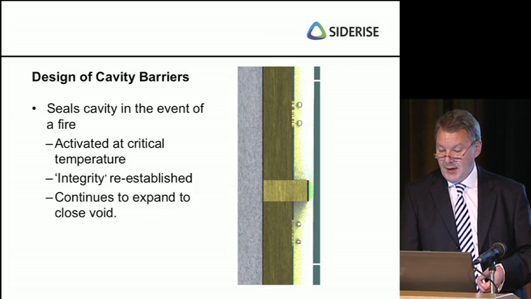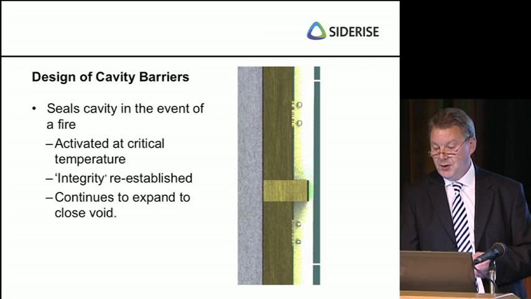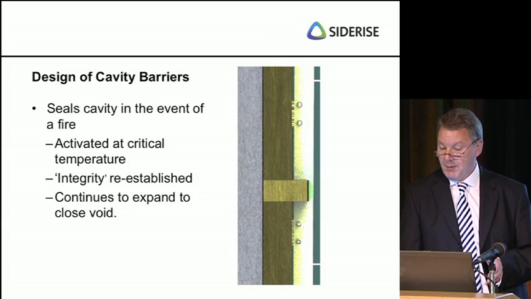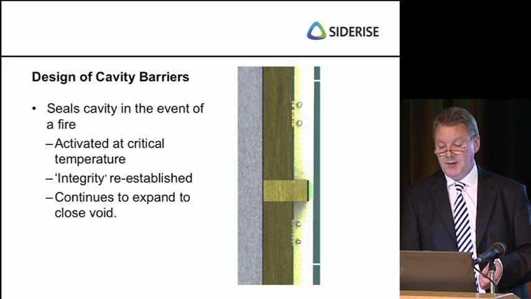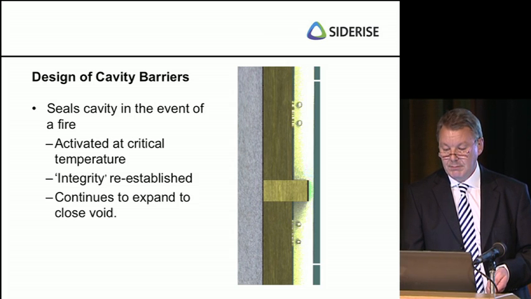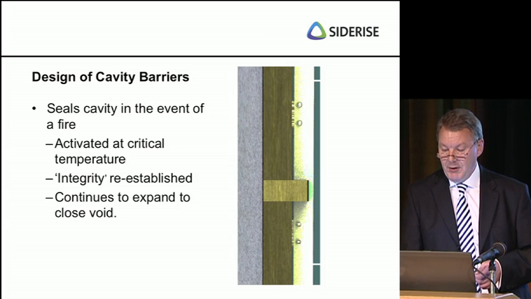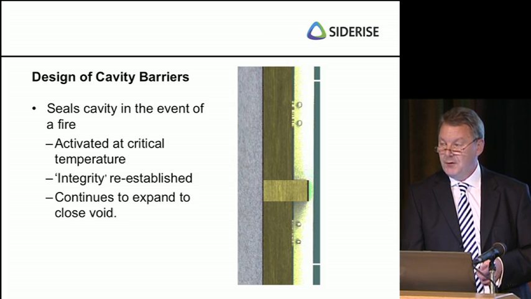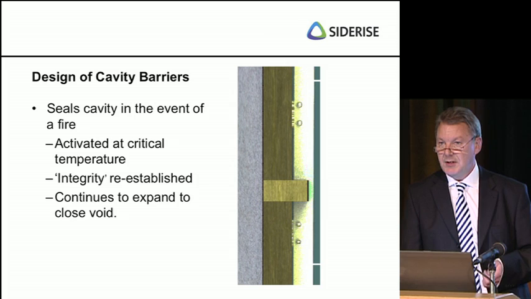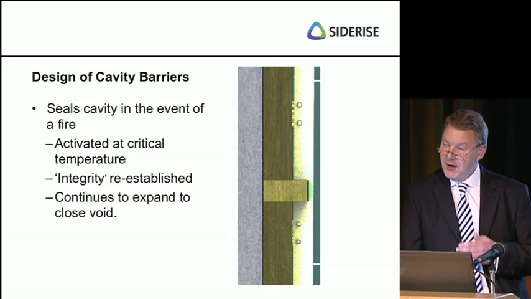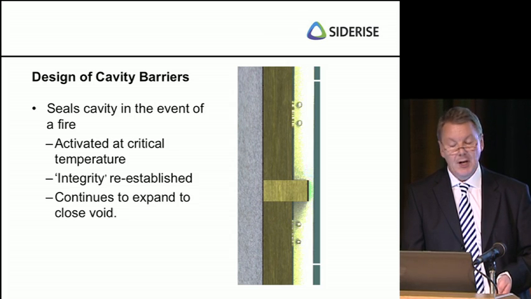The premise of their design is that the barriers are sized and installed to maintain the desired ventilation gap, typically 25 millimetres. In the event of a fire, the intumescent will activate at a critical temperature, typically around 150 degrees Celsius, and will begin to expand. For an initial period, smoke will bypass the cavity barrier until the intumescent seal is fully closed. The integrity criterion is re-established after the initial closure. The expansion continues to fully close the void.